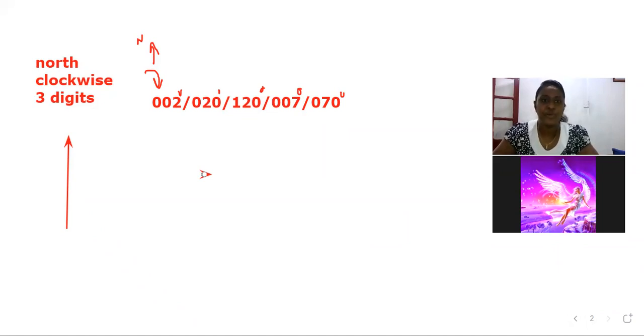Right. Now, with respect to north, we start to measure. Then we have to keep the protractor in this way. This is the center. Right?